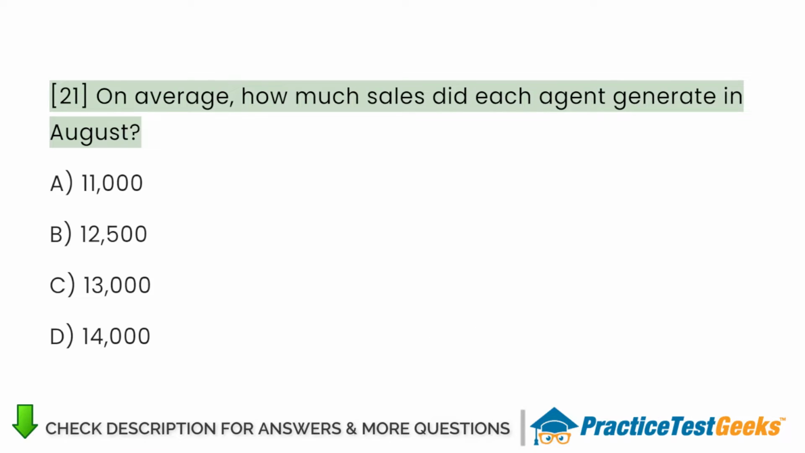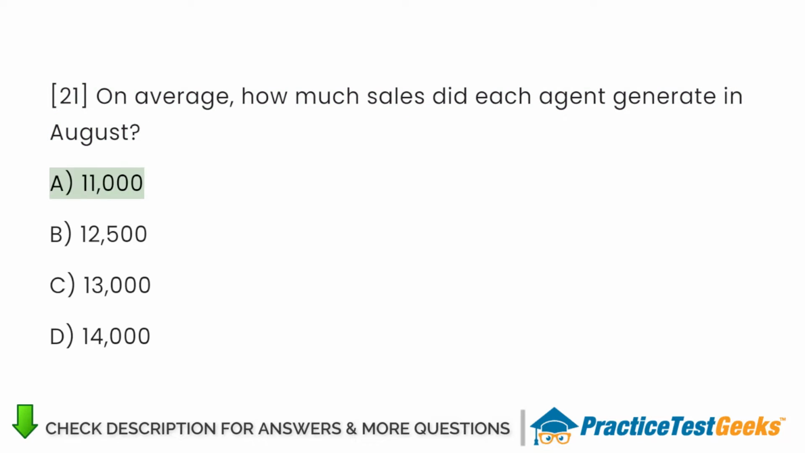On average, how much sales did each agent generate in August? A. 11,000. B. 12,500. C. 13,000. D. 14,000.